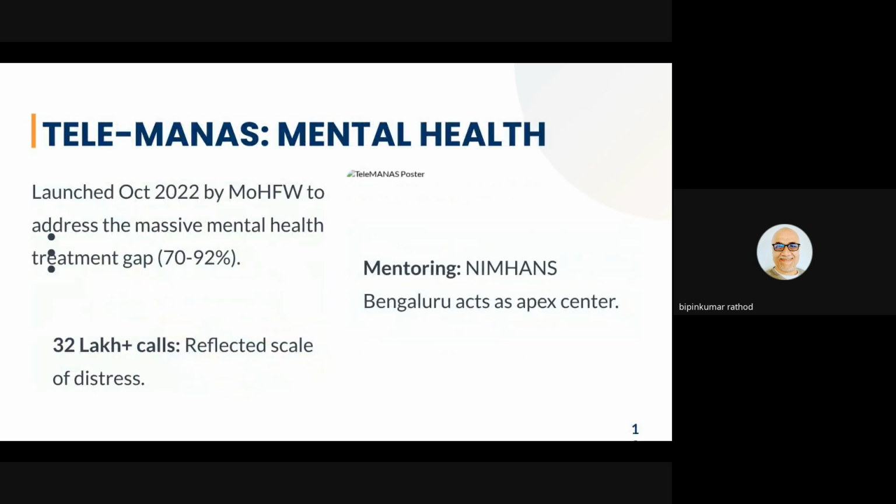Telemedicine we already covered. What is good about telemedicine for mental health? It has dramatically addressed the huge gap in mental health. And you see the 32 lakhs plus score reflects the scale of the distress, what exactly is happening at ground level. And if you are in Bangalore or the surrounding area, I certainly would like you to visit this Telemanas unit in NIMHANS in Bangalore.